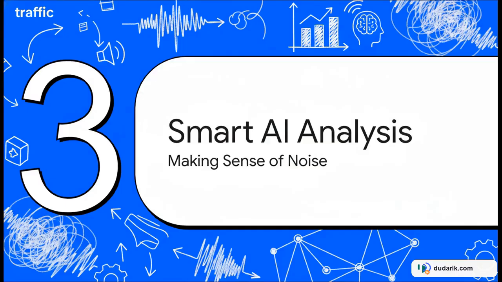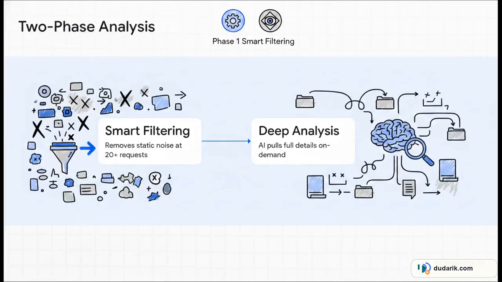Section 3, Smart AI Protocol Analysis. Making sense of the noise. Now, you might be wondering, does it just dump hundreds of raw requests into an LLM? No way. That would be a massive waste of tokens and money. It actually uses a highly efficient two-phase pipeline.